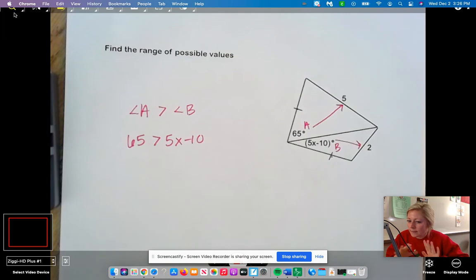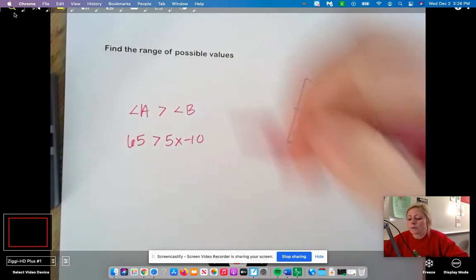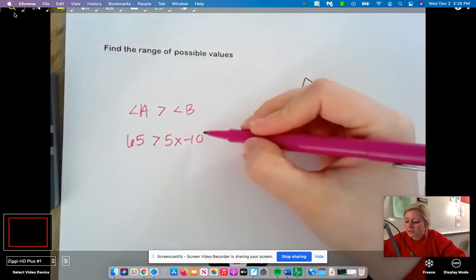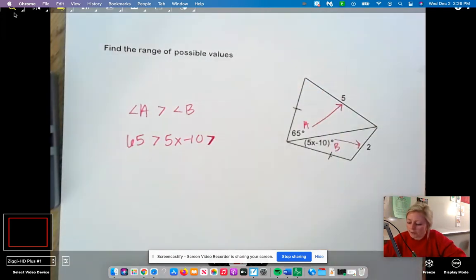But now the only kind of tricky part to this is we want a range. So I want an upper bound and a lower bound. I want to find out between what values will make this true for x. So we need to figure out what our lower bound over here is going to be.